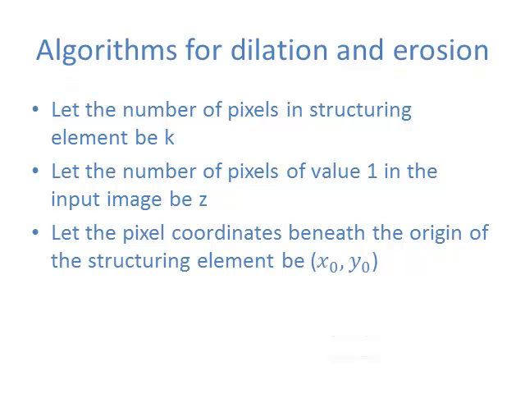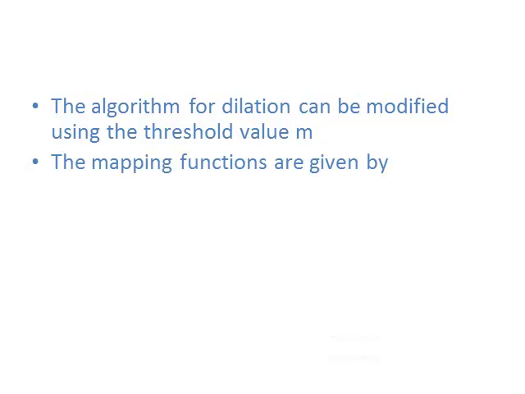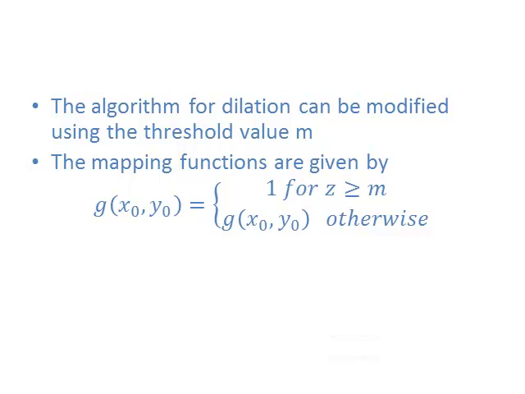Let the pixel coordinates beneath the origin of the structuring element be x0, y0. The algorithm for dilation can be modified using the threshold value m. The mapping function is given by the following formula: g(x0, y0) equals 1 for z greater than or equal to m, and g(x0, y0) otherwise.